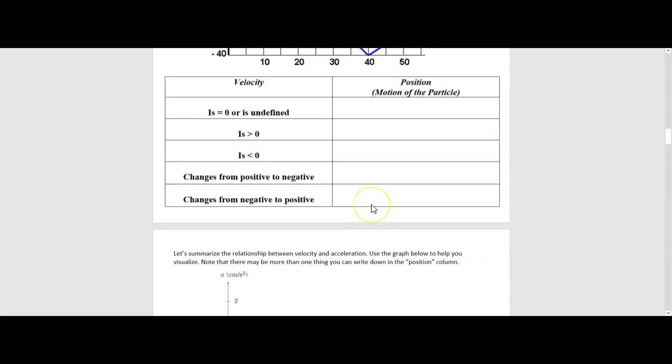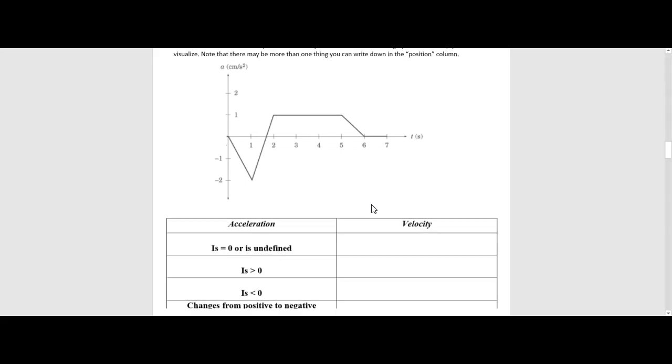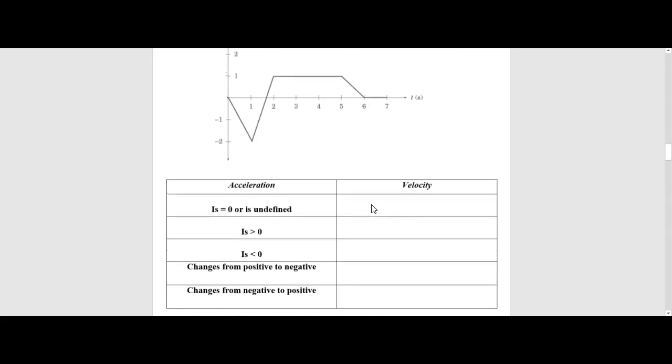Okay, let's talk now about acceleration and velocity. So now we're looking at what the second derivative tells us about the first derivative. Again, we'll go in the same order. When the acceleration is positive, or greater than 0, the velocity is increasing. When a derivative is positive, the original function is increasing. In this case, when the second derivative is positive, the first derivative is increasing. When the second derivative is negative, the first derivative is decreasing.